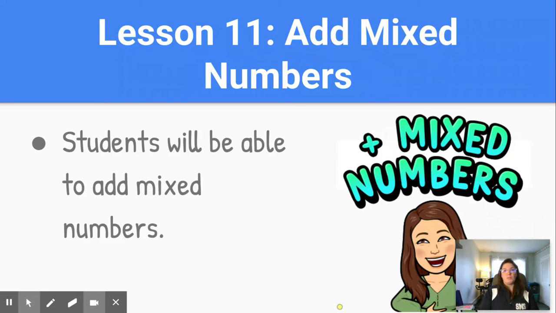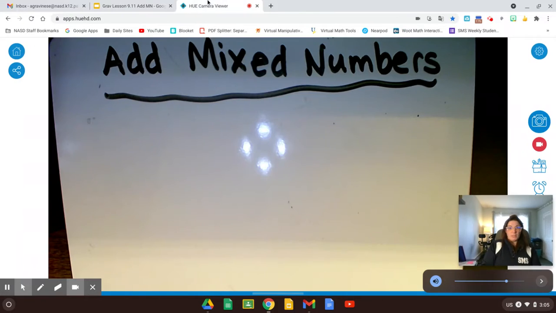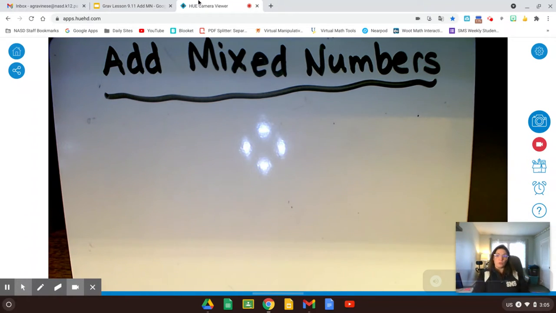Today we're looking at Chapter 9, Lesson 11, Adding Mixed Numbers. Students will be able to add mixed numbers. In our previous lesson and video, we used models to add mixed numbers. Today we're taking that next step and we're looking at just the steps on adding mixed numbers. This is very similar to adding fractions, whether it's like fractions or unlike fractions. The only extra part is that we have some whole numbers to add in at the end.